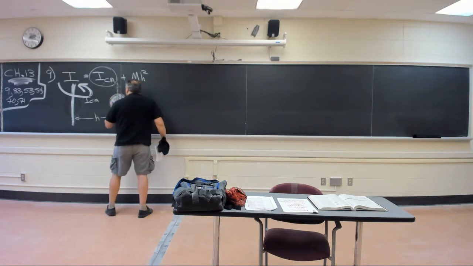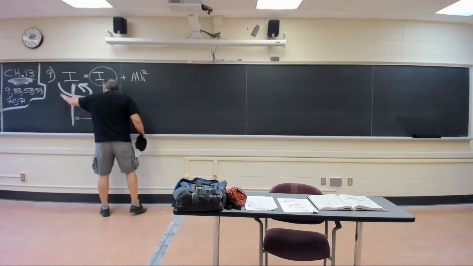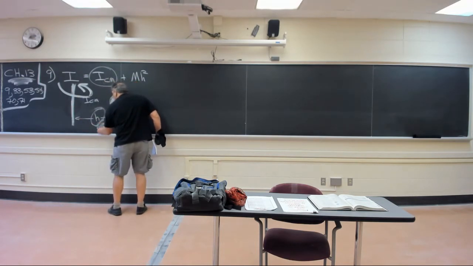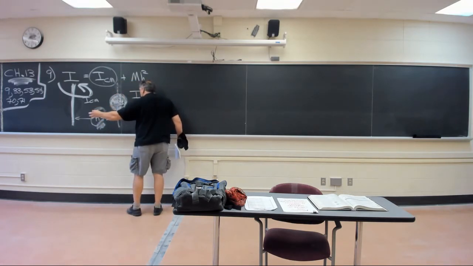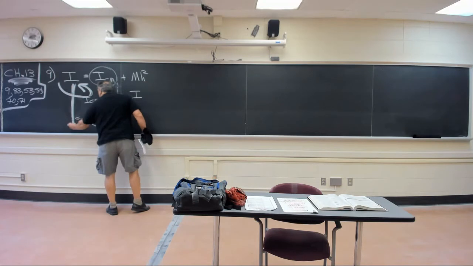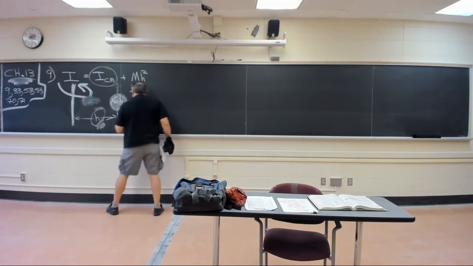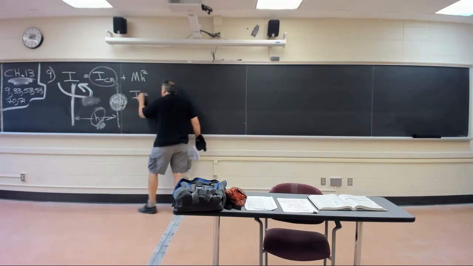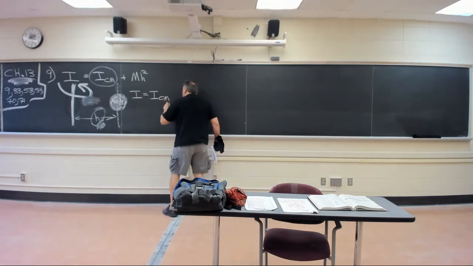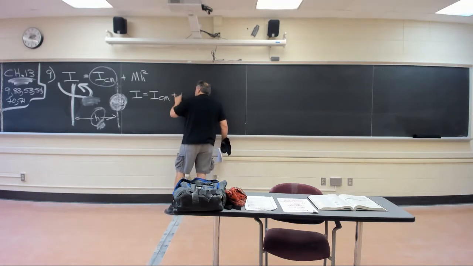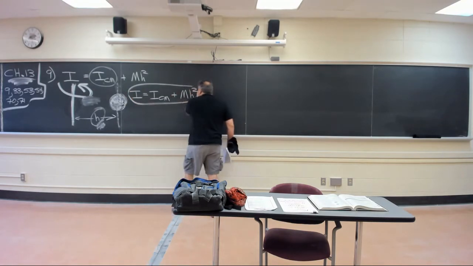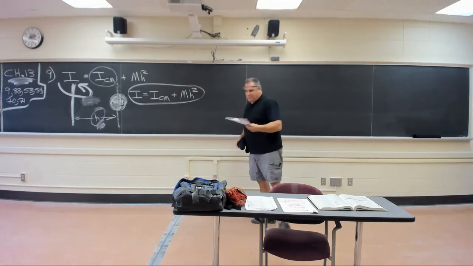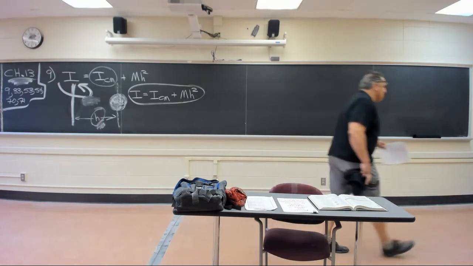But if you take this object and actually make the axis h units away, then this moment of inertia becomes, as we just said, the moment of inertia as though we were rotating through the center of mass, plus the mass of the object times h squared. So that's the argument here. That's all they're asking, guys. They're not asking anything too fancy.